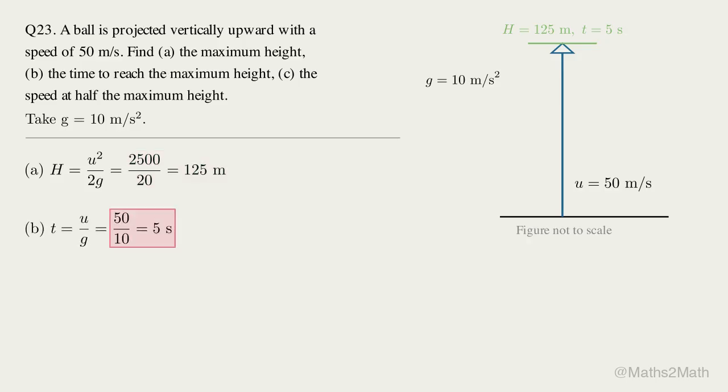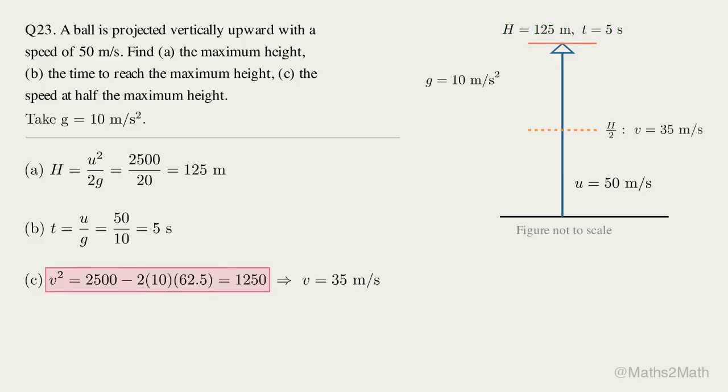Time to the top, u over g, that is 50 over 10, 5 seconds. At half height, 62.5 meters. V squared is 2,500 minus 2 times 10 times 62.5, which is 1,250. So V is 35 meters per second.